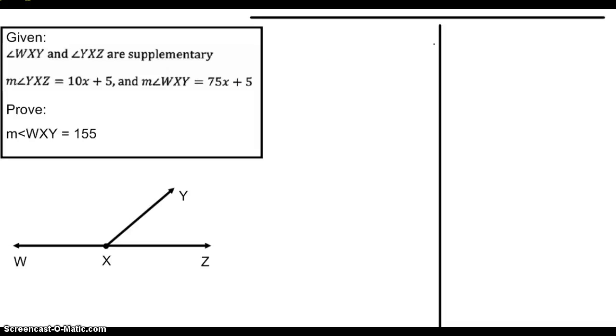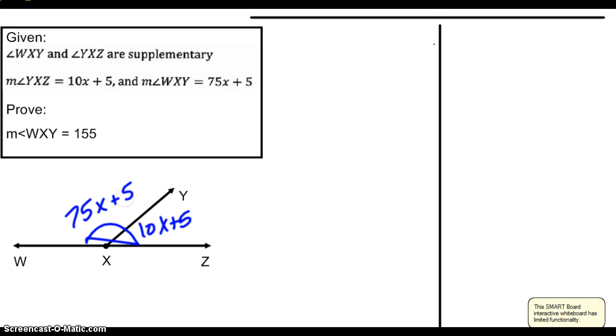All right, let's take a look at this one. Again, this one has some algebra in it and some geometry, so it might be best to just work out all the regular steps first, and then put in the reasons second. Let's try that. So WXY and YXZ are supplementary. Okay, so here's my figure. They add up to 180 degrees. YXZ is 10x plus 5, and WXY is 75x plus 5. And that's what I've got to get to at the end of my proof.